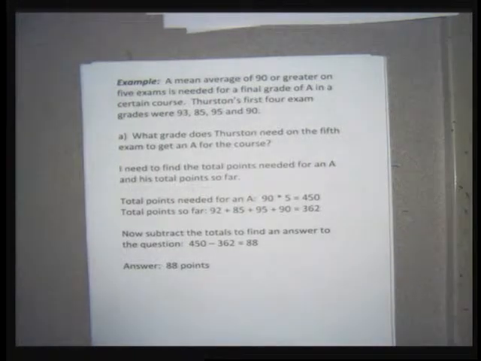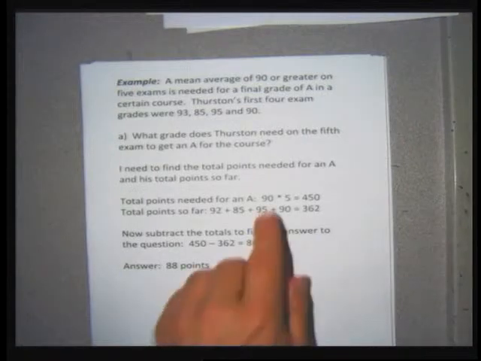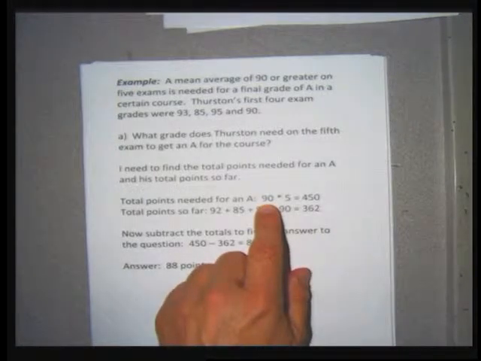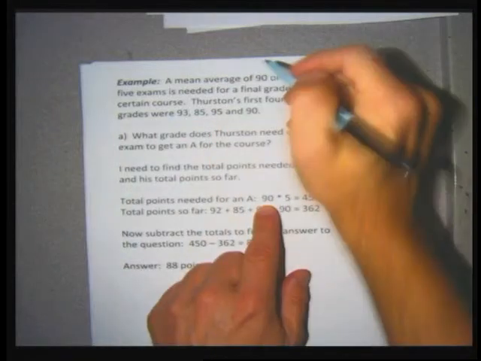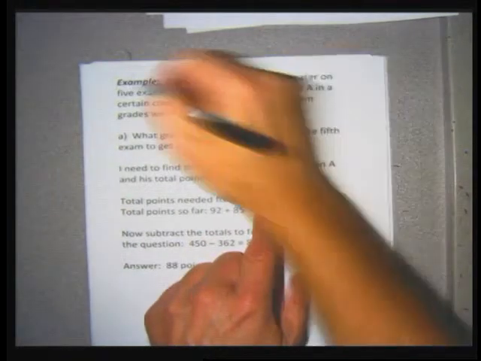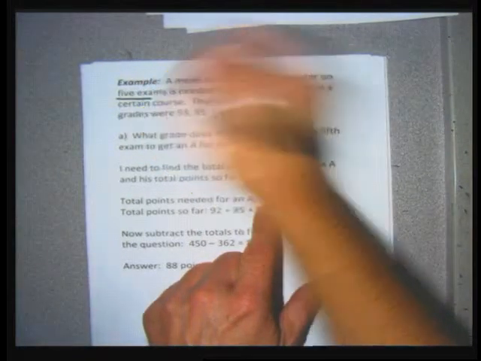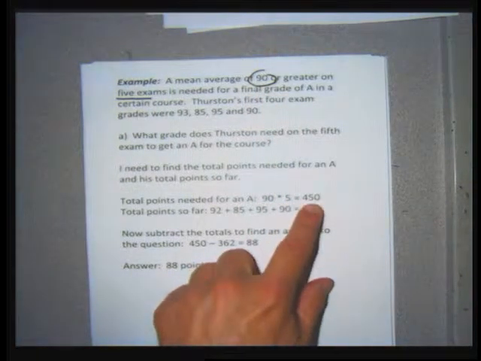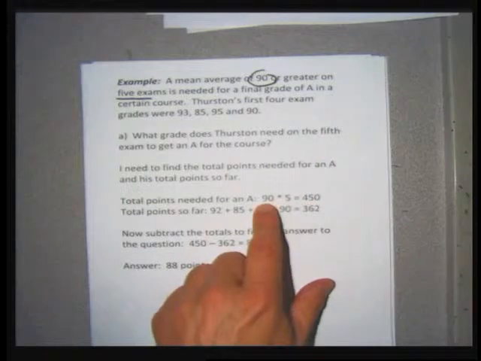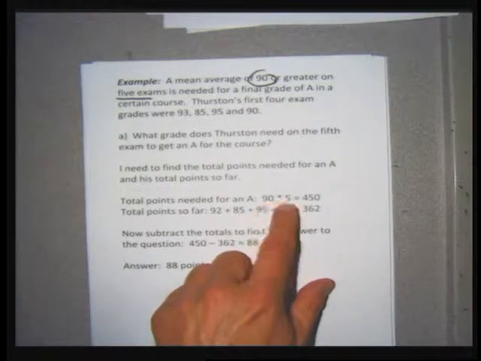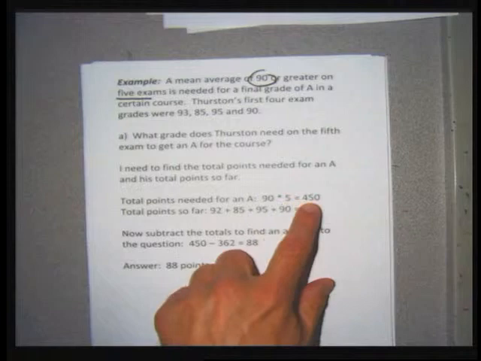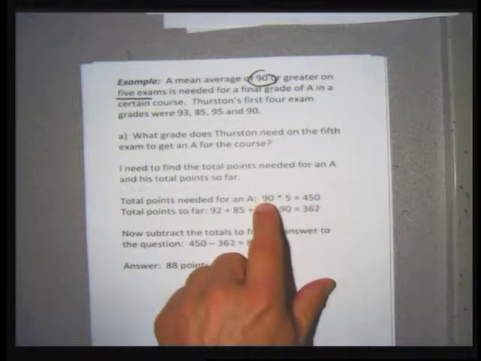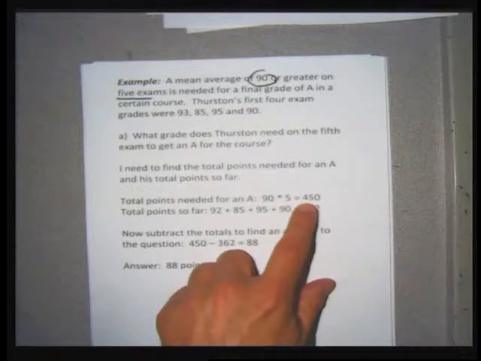There are two things that I need. I need to know how many points are needed for an A. To average 90 on 5 exams, you need 450 points. So I take the average needed times the number of tests I need to get that average on. That will tell me the total points needed for that grade. In this case, I need to average 90 on 5 tests, so I need 450 total points for an A.